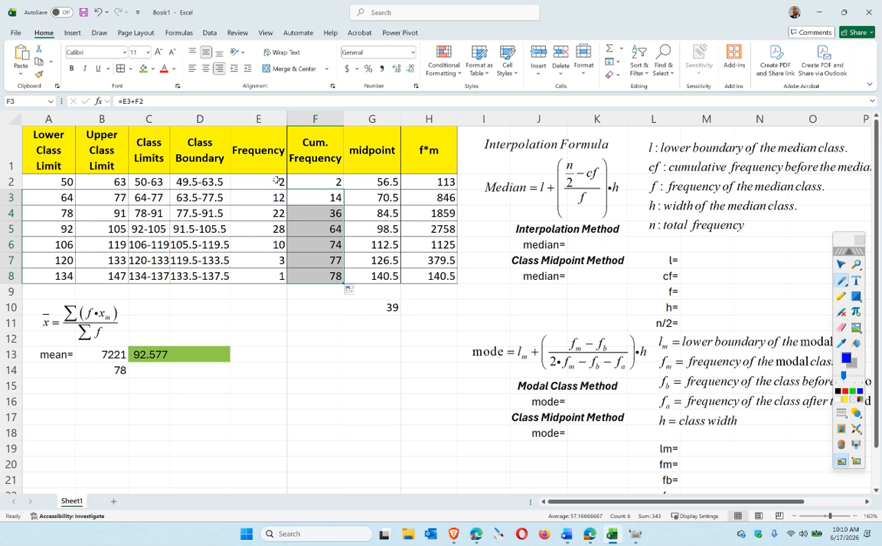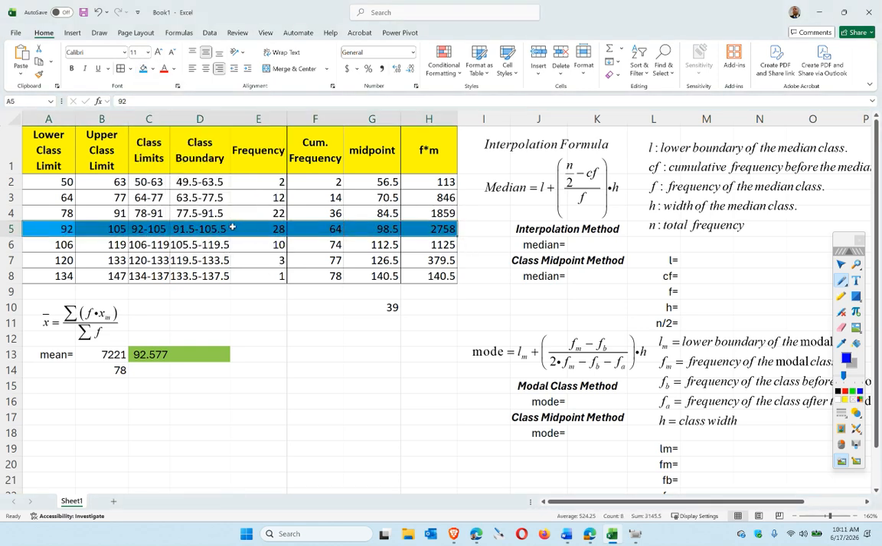So there's 2 in this one, so this one plus this one is 14. These three together is 36. So the 39th value, because there's 78 values, so 39's in between, is going to fall in this class here. So this right here, if we fill this in, is the median class essentially, because 78 values, halfway in between would be the 39th position, right? Because we don't know what the original data was, we just know they fall into here. So the 39th is the middle of 78. So it falls into here somewhere, right?